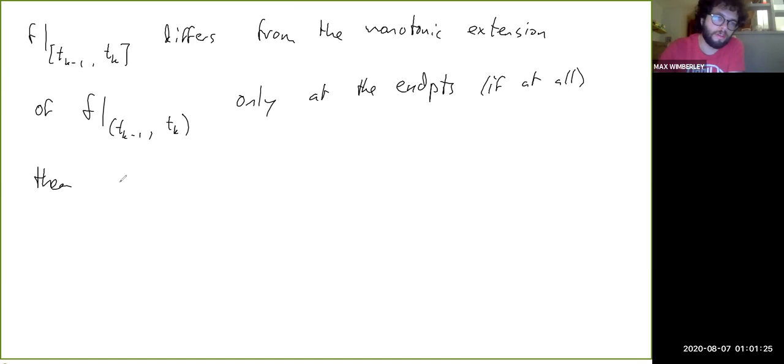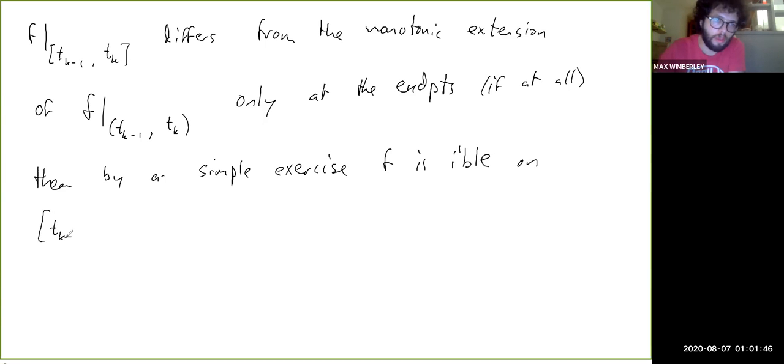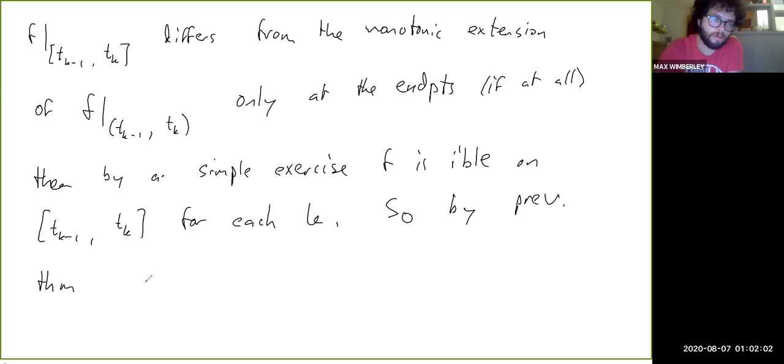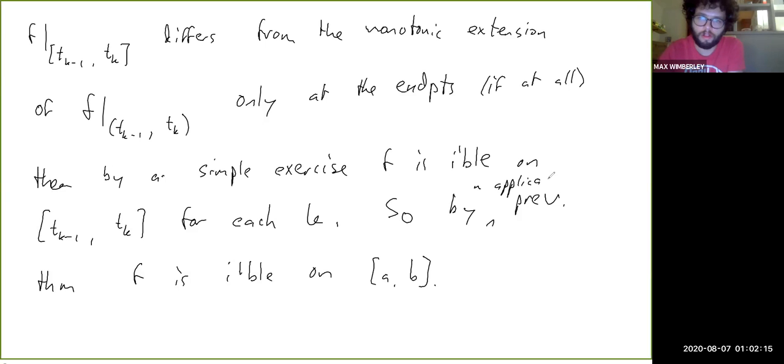Then, by a simple exercise, f is integrable on the closed interval TK minus 1 TK, for each k. So by the previous theorem, f is integrable on AB, right? By n applications of the previous theorem, we can sort of stitch all of those integrals together to form the integral on the whole interval AB.